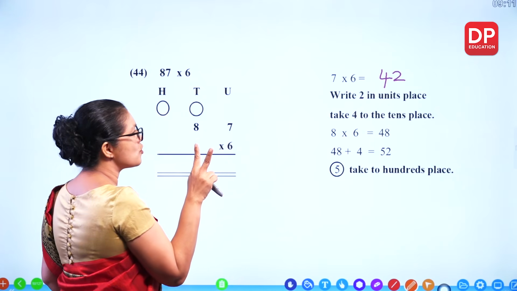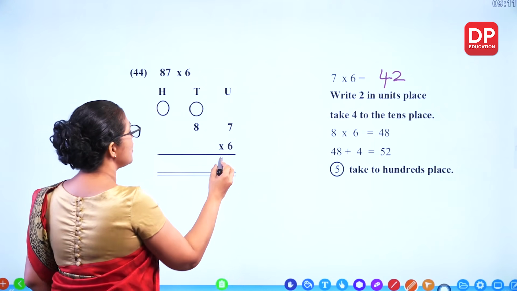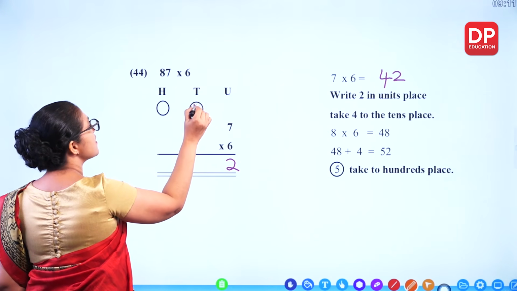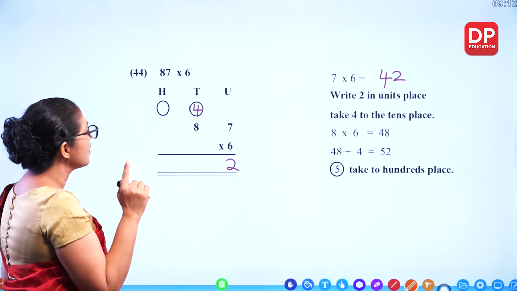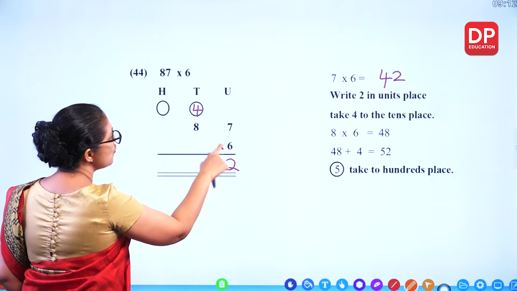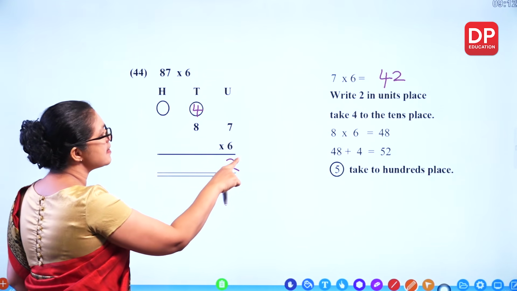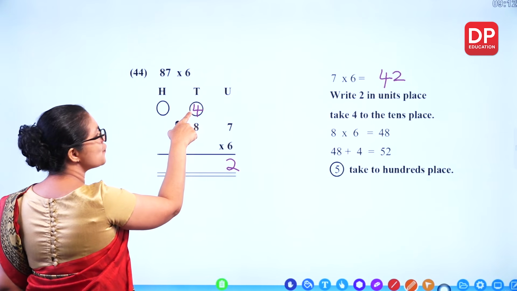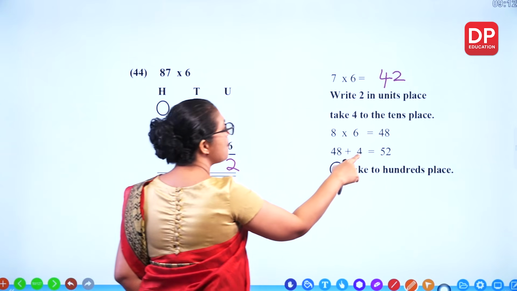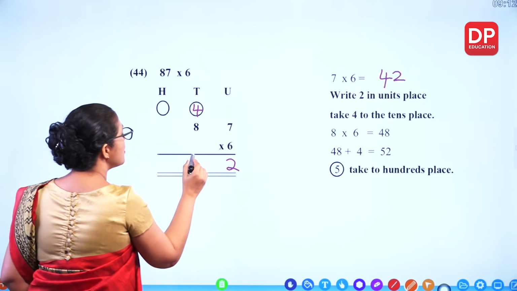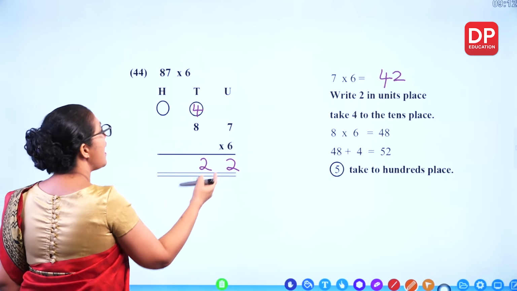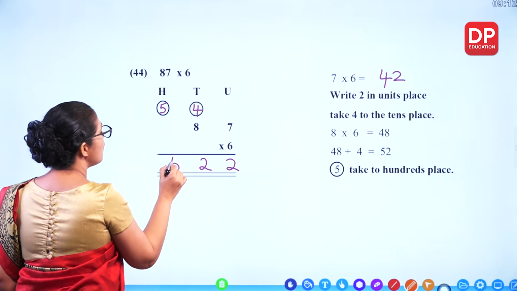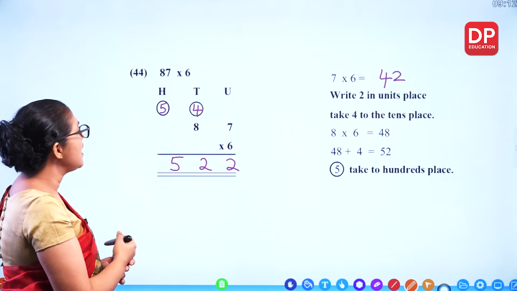Two-digit numbers are there. So what we do, we write 2 here and take 4 to the next level. Then you multiply these two. 6 times 8, 48. And this 48 and this 4 you have to add. 48 plus 4 is 52. Now you can put 2 here and take 5 to the next level. So what's the answer? 522.